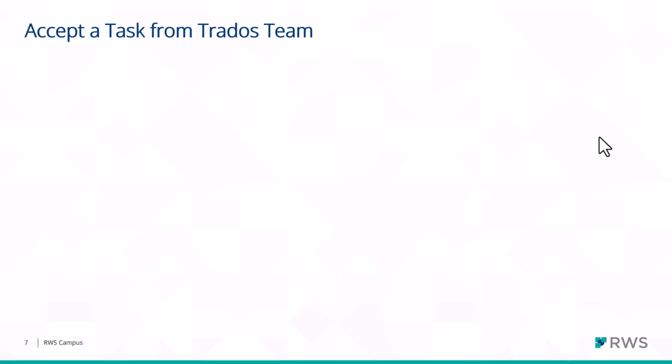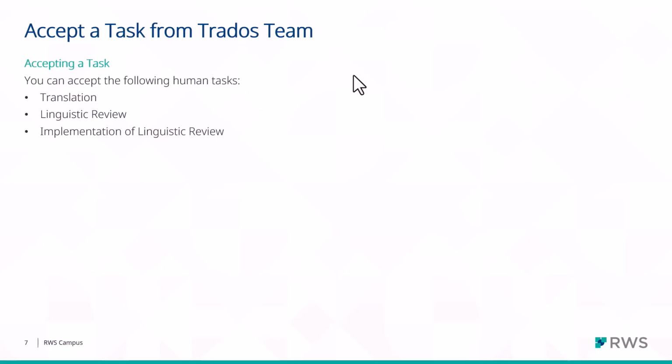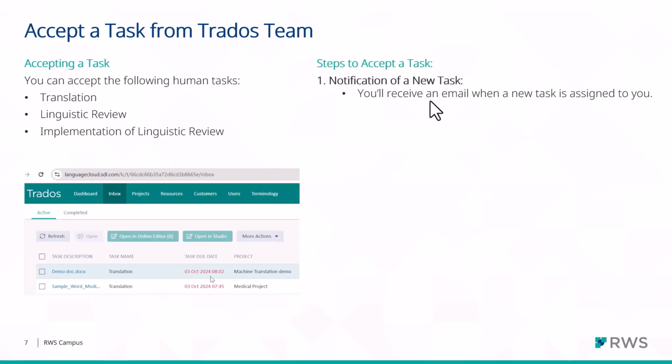Now we will see how to accept a task that we receive from Trados team. The tasks that are prompted in order to be accepted are the human tasks from the workflow. These are the translation tasks, the linguistic review, and the implementation of linguistic review. In our case, we will work with the translation task. You will see also the accepting a task in the video that follows. And we are talking about the translation task.